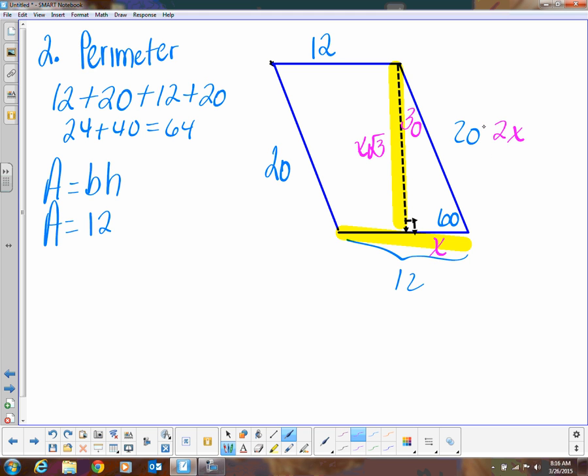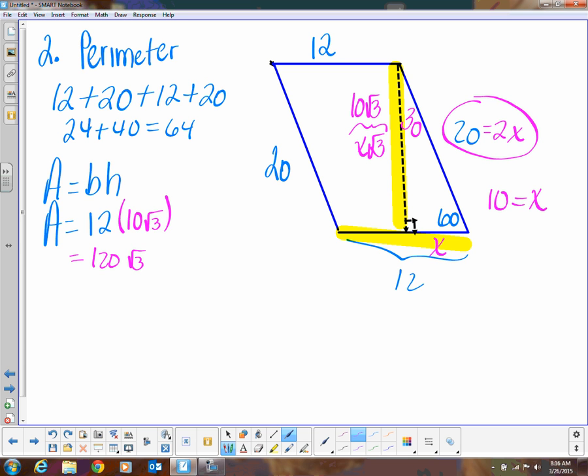Now, this 20 was not on that side. How did I get 20 on that side? Because they're congruent. So what do we know about x? X is equal to 10. Do I need this segment down here or that segment up there? So what is this? That's 10 square root of 3. So what's my height? 10 square root of 3. Remember I said that this answer was 120 square root of 3? That's how that happened. Next question?